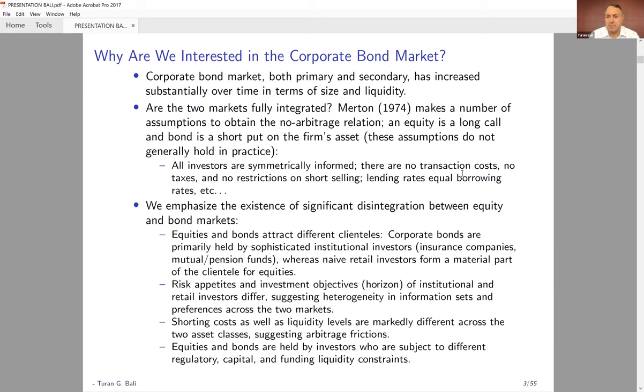So these investors have different risk appetites. They have different investment objectives. They have different investment horizons. For example, bondholders have longer investment horizons, right? So this brings heterogeneity in the information sets and preferences across the two markets. Also, shorting costs as well as liquidity levels are significantly different across the two asset classes. That suggests arbitrage frictions. And finally, equity and bondholders are subject to different regulatory capital and funding liquidity constraints. So for all these reasons, we emphasize the existence of significant disintegration between equity and bond markets. That's why stock characteristics and bond characteristics may contain different information to predict future stock and bond returns. Okay, this is one of our motivations.